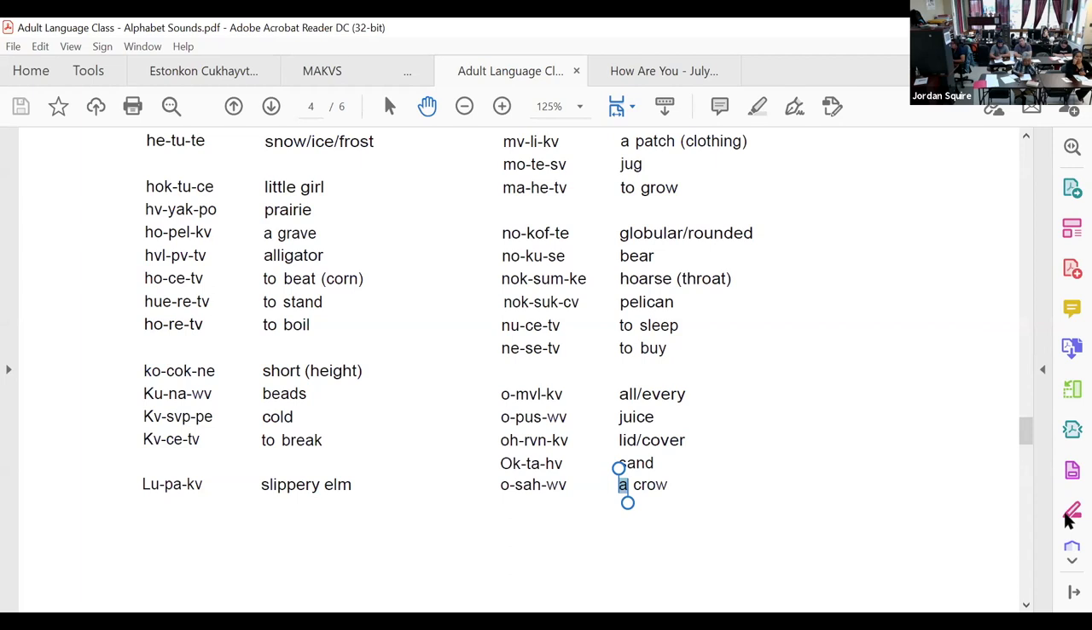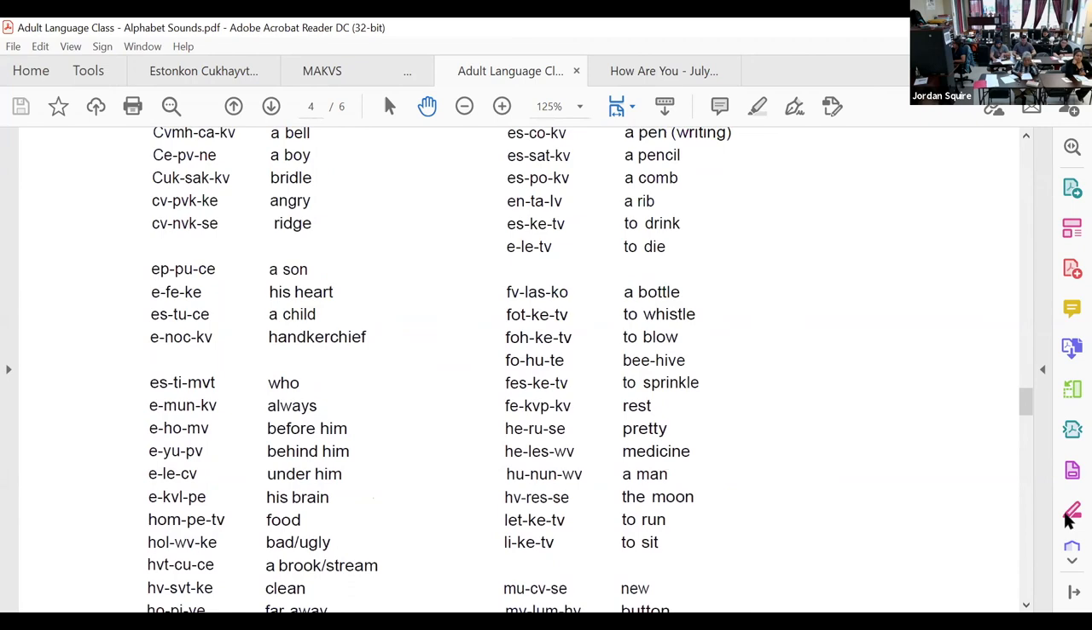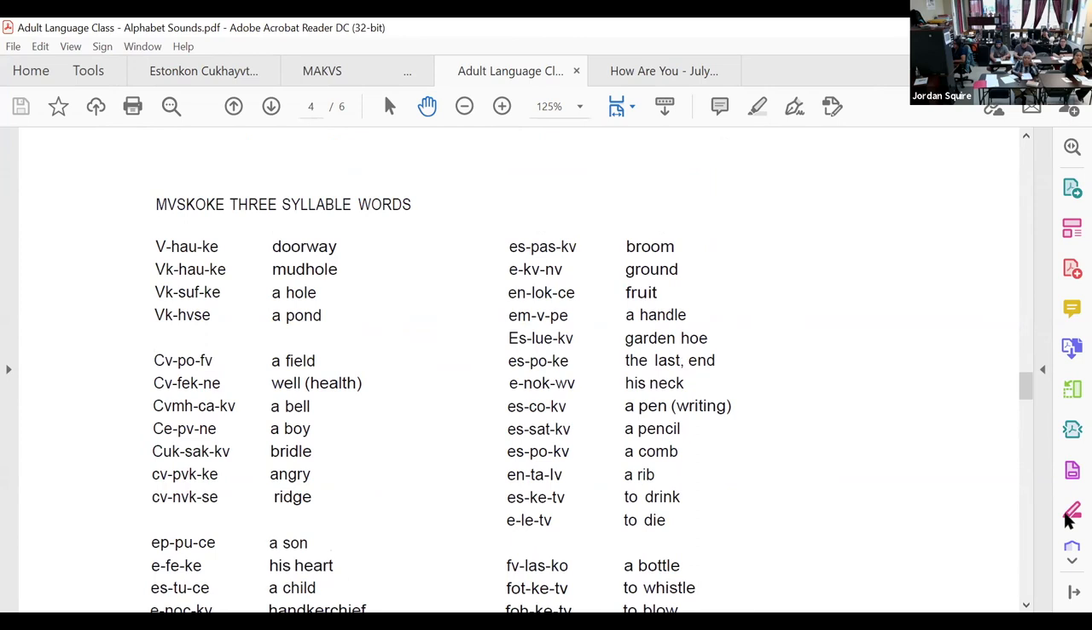Slippery elm, Lobaga. Very good. Machi. Okay. Everybody out there doing it with us? Yes. All right. Machi. Very good. Okay. A broom, Isposka. See that? Isposka. A ground or a world, the world.